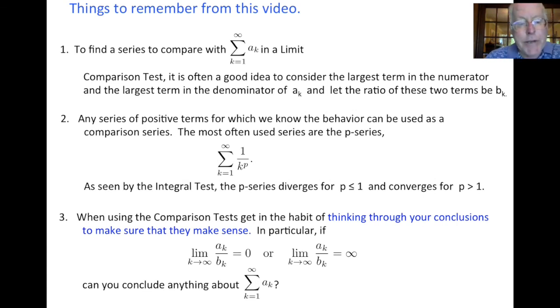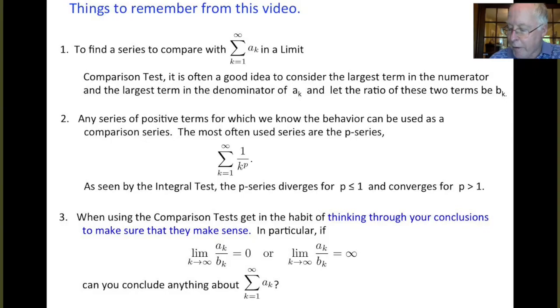And finally, get in the habit of thinking through your conclusions to make sure they make sense. Don't let yourself work on autopilot and stop thinking about things. This is especially important in the cases where the limit of the ratio AK to BK is either 0 or infinity. Think very carefully, can information about the summation of BK give you information about the summation of the AK?